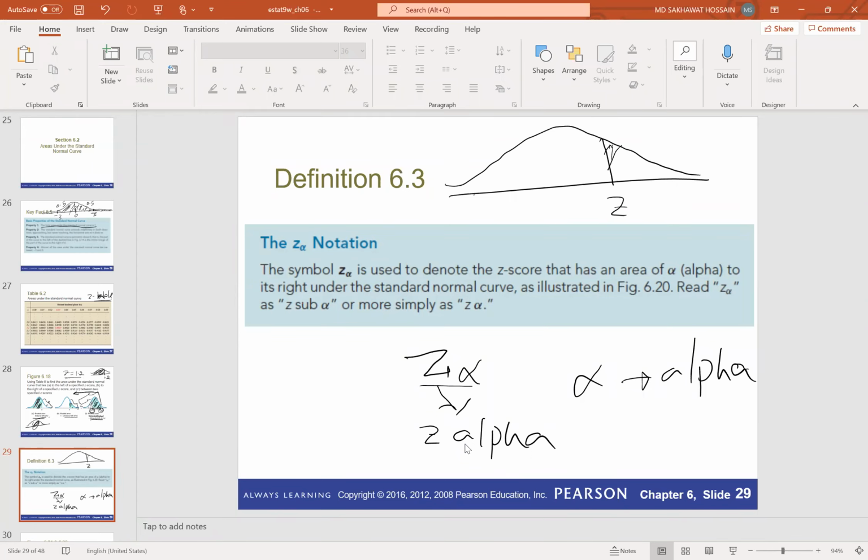The area on the left side of this z-score, and this area is alpha. Z alpha represents a z-score, and the area on the right side of this z-score is alpha. So that's the meaning of this notation. You can say Z sub alpha, or simply Z alpha. So Z alpha means the z-score where the area on the right side of the z-score is alpha.